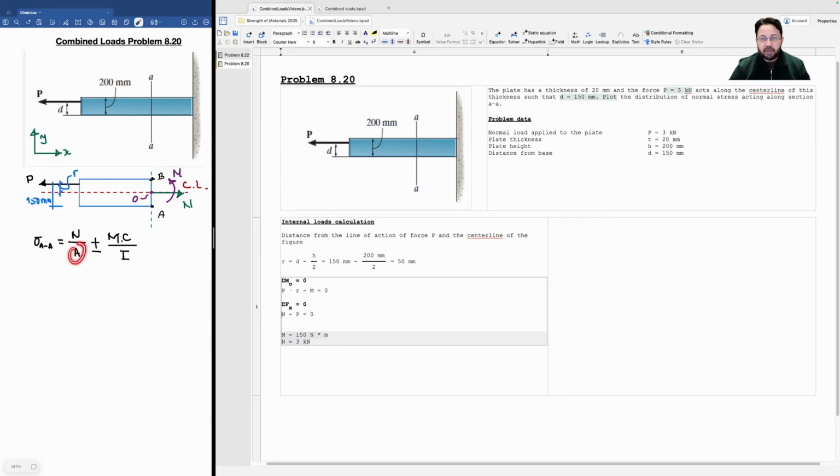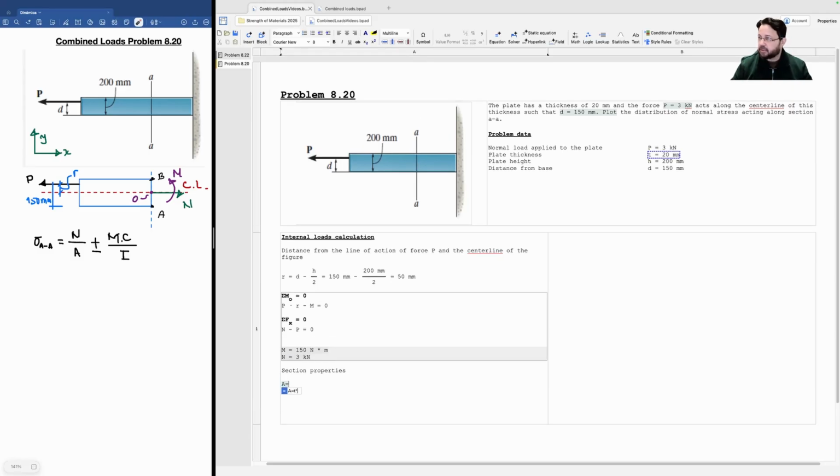But to use this formula, I need to calculate the section properties, such as the area and the second moment of inertia. So let's do that. I'm going to call it here, section properties. And the area is going to be base, thickness, times the height. Change the formatting of this like this. And then we add the second moment of area, moment of inertia, 1 divided by 12 times the base, and the base is the thickness, times the height to the power of 3. There it is. Okay, beautiful.